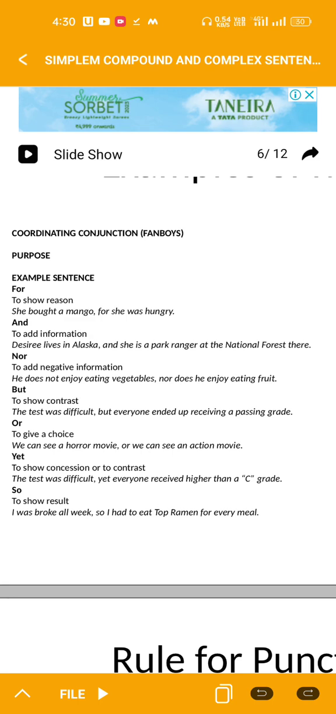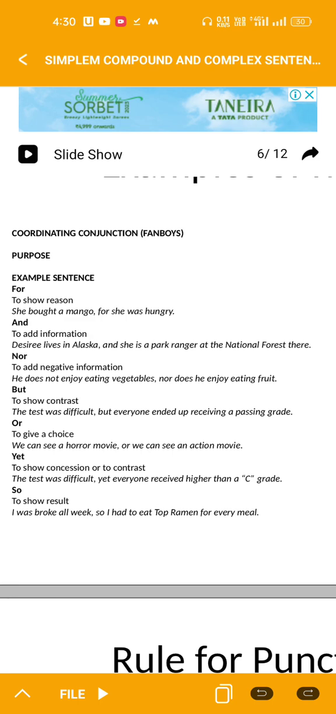And you can see over here the punctuation mark, comma, right, before the conjunction. So wherever you are using these coordinating conjunctions, before that you need to use a comma. That is the rule of punctuation.